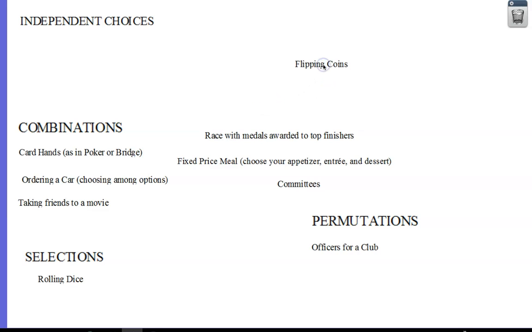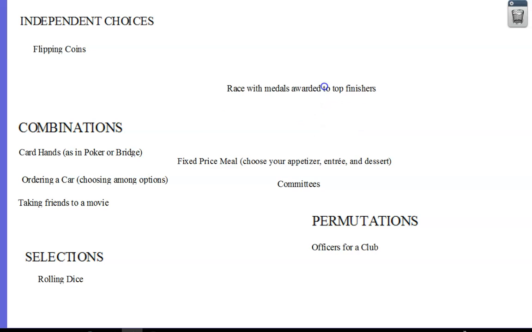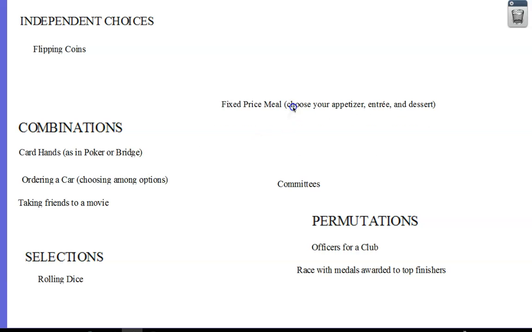Flipping coins. Flipping coins, again, could technically be considered an independent choice. It could also be like rolling dice. Again, with independent choices, each has its own pool. So I would say in this case, it could technically be considered an independent choice or a selection like rolling dice, but you could kind of go back and forth on that. Race with medals awarded to top finishers. The first thing I would notice is they talk about finishing, which means there are places or roles. Boom, permutations.